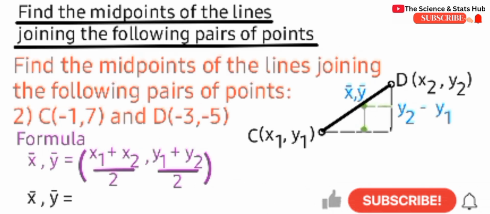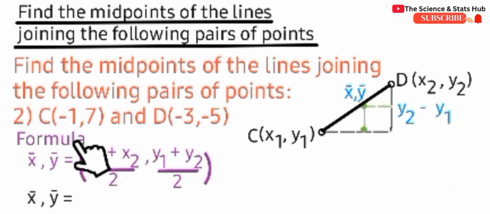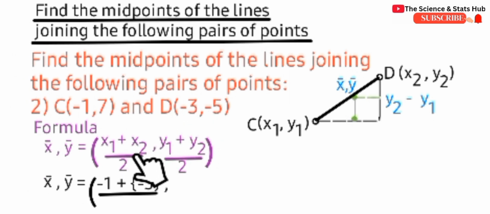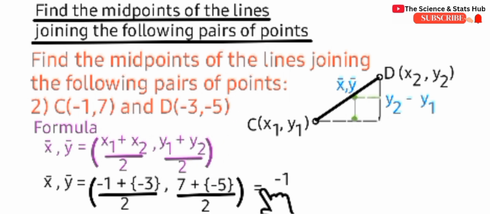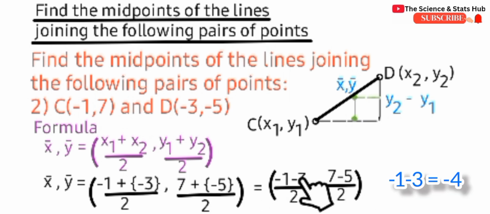Now let's answer the second question, which asks us to find the midpoint of the line joining C and D. Following our formula, our x1 is negative 1 plus x2, x2 is negative 3, divided by 2, comma, y1 value is 7 plus y2 divided by 2. That equals minus 1 plus negative 3, negative 3 over 2, comma, 7 plus negative 5 over 2. Minus 1 minus 3 gives minus 4.